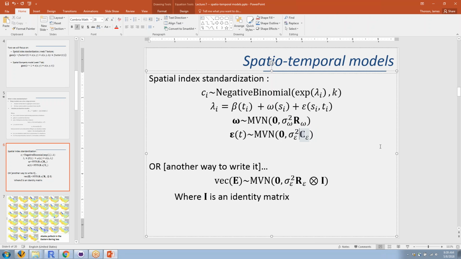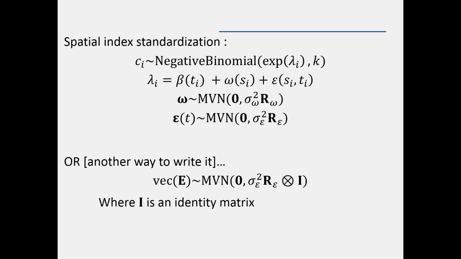And then if you think about it, the spatiotemporal effect, if you vectorize it across years, it's just a Kronecker product of the within-year correlation and an independent matrix across years. And this identity matrix just falls out of the fact that each year is independent. Can you repeat that?